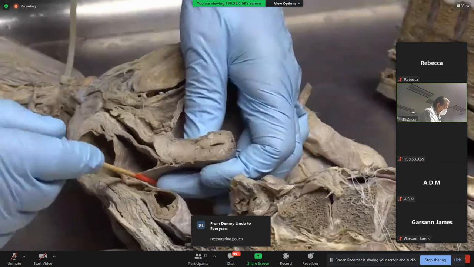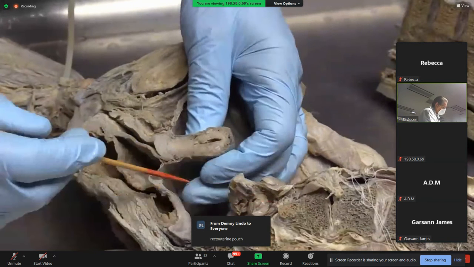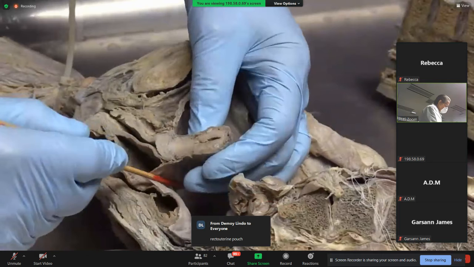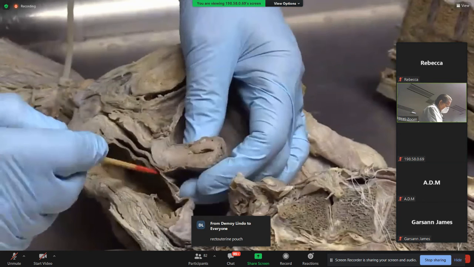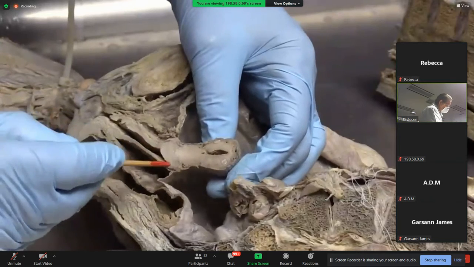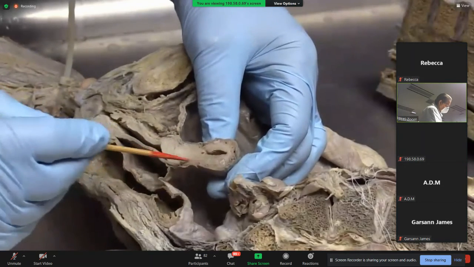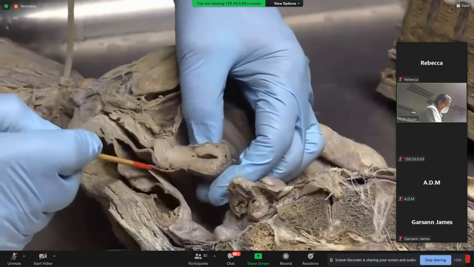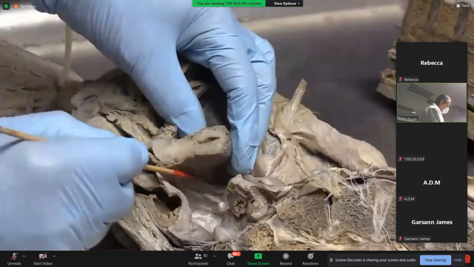Okay. Pouch of Douglas. So in the female, it's not called a rectovesical pouch. It can be called a recto-uterine pouch, but everybody knows it as the pouch of Douglas. The anterior wall of the pouch of Douglas is really going to be the posterior fornix of the vagina and the body of the uterus. Right. Okay. Now, what's going to be in here?